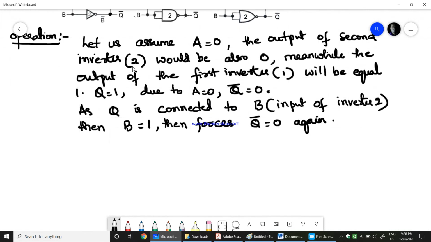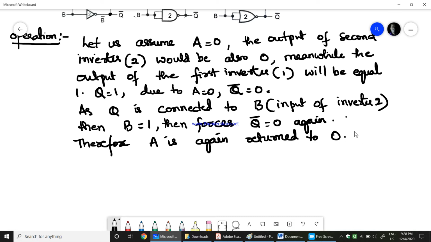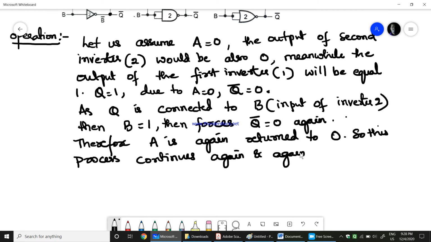Therefore this forces Q bar equals 0 again, therefore A is again returned to 0. A is again returned to 0. So this process continues again and again to force A equals 0.